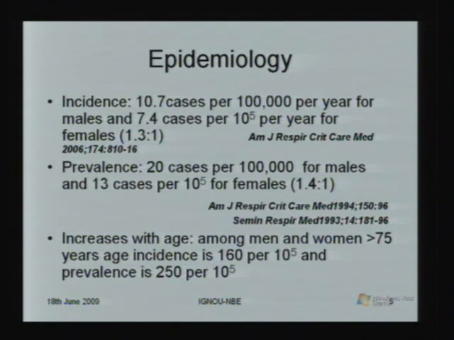The prevalence has been observed to increase with age. With increasing age, amongst men and women of more than 75 years of age, the incidence is as high as 160 per 1 lakh, and the prevalence is 250 per 10 to the power 5. It's almost more than 20 times more, or maybe 10 times more than that in the general population.